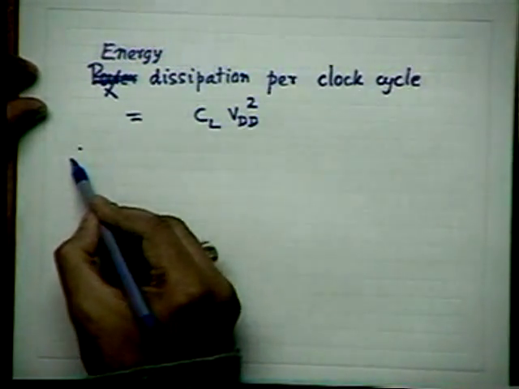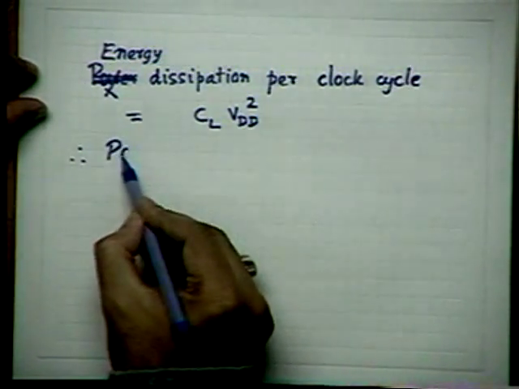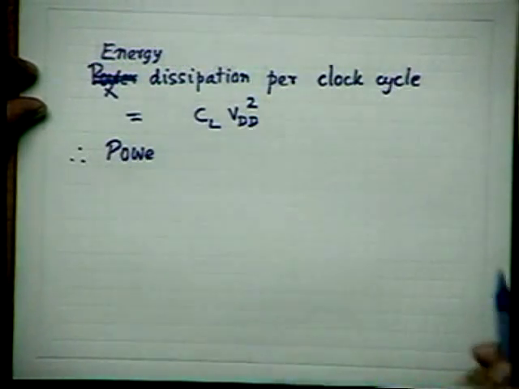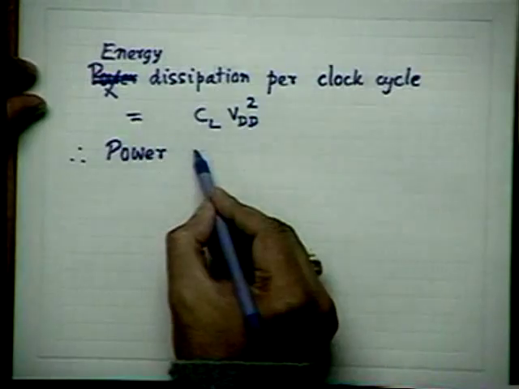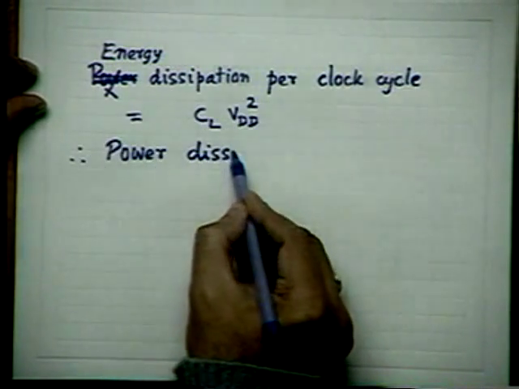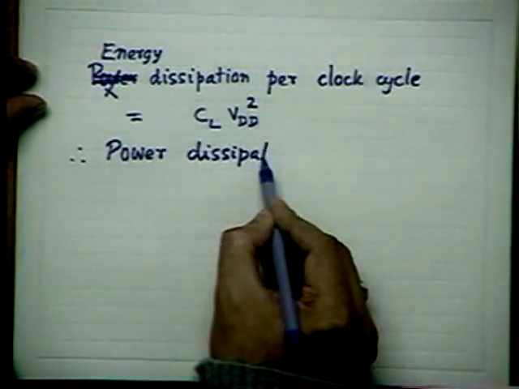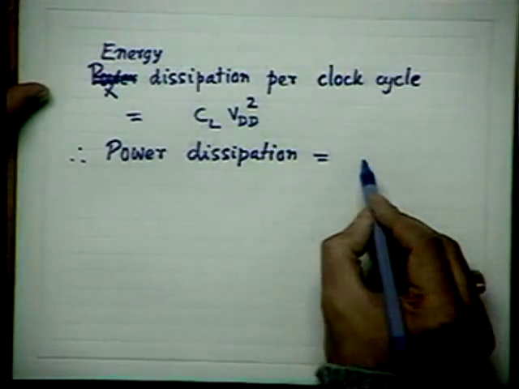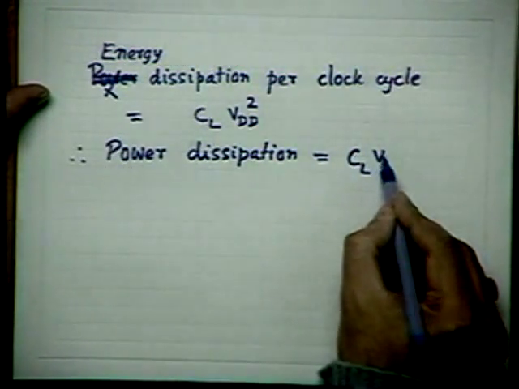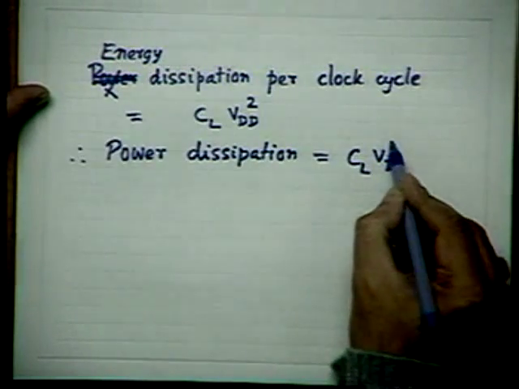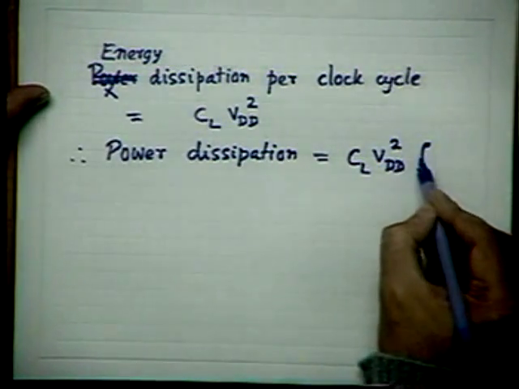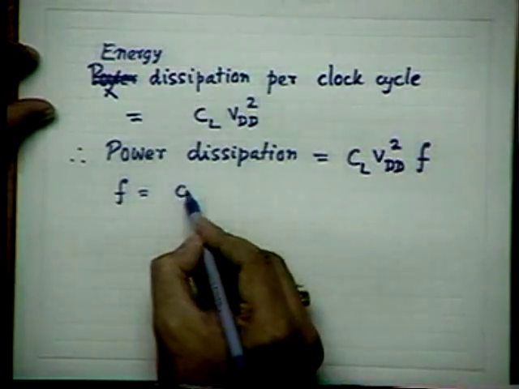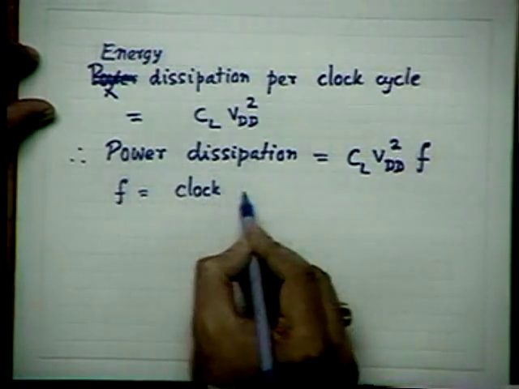Therefore, the power dissipation. Power means energy per second. Power dissipation is simply equal to CL VDD square into the frequency of the clock. F is equal to the clock frequency.